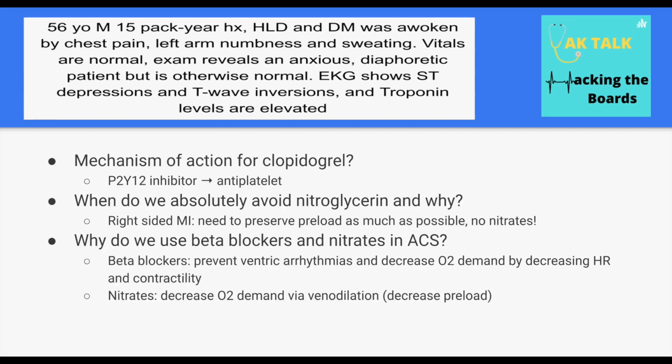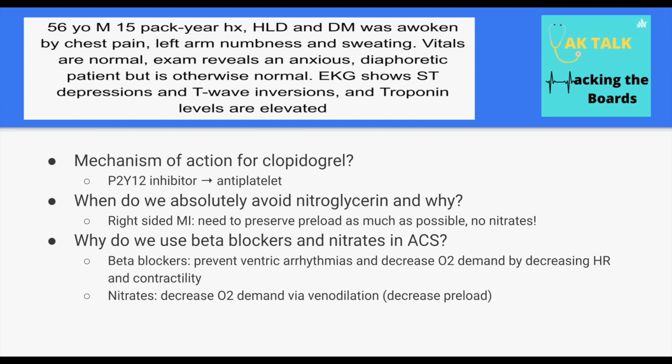Beautiful. So, let's get into some of these treatments you mentioned. What is the mechanism of action of clopidogrel? Clopidogrel is a P2Y12 inhibitor and prevents further clot formation by blocking platelet activation. Nice. That's a great step one throwback right there. When would we absolutely avoid nitroglycerin and why? We would avoid nitroglycerin in a right-sided myocardial infarction since nitro decreases preload and the patient needs as much preload as possible in a right MI. We're going to get back to that later this episode, actually.